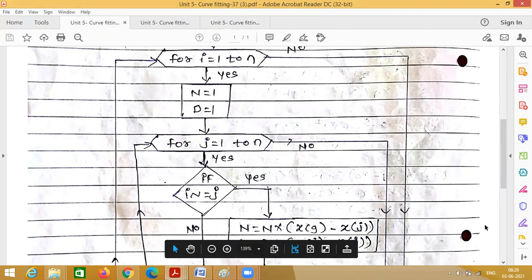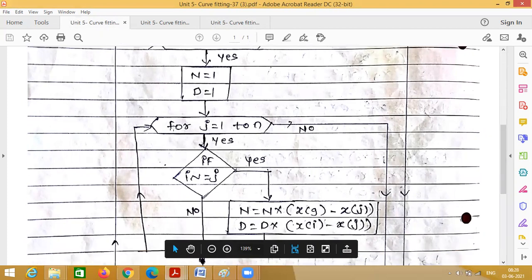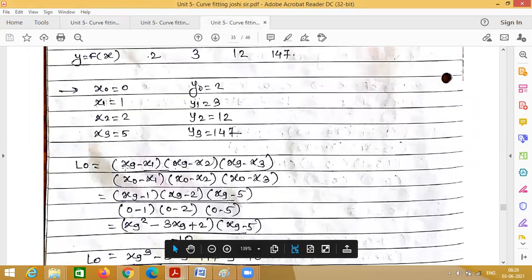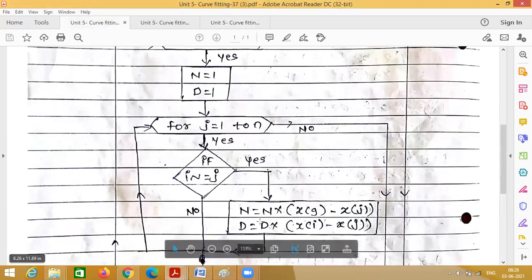At that time we are writing the numerator as n. Here n is initially 1, into xg, which we have defined in the input, minus xj. So what is the value of j? x1. So xg minus x1. This is the first term, xg minus x1. Now, for the denominator, we can write x, where the value of i is 1.